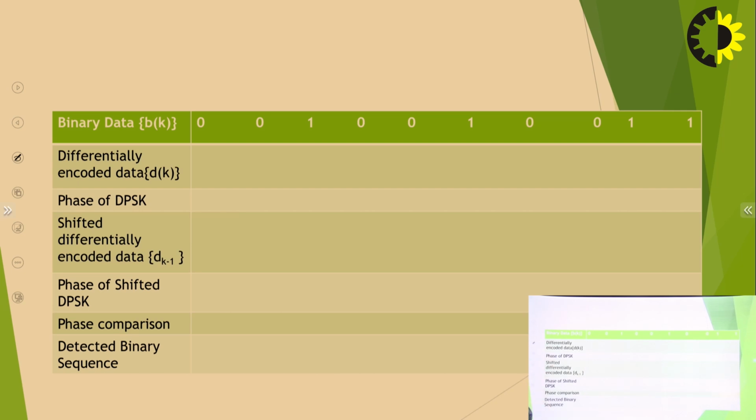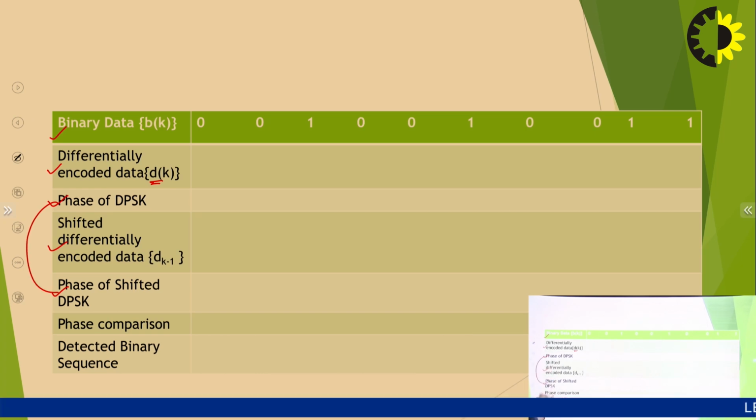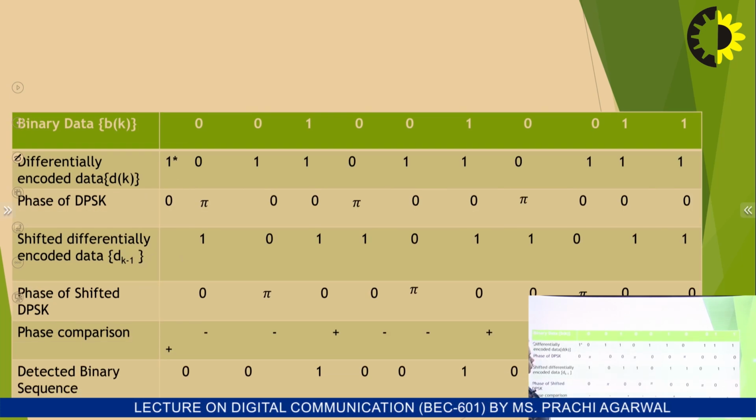So first you will be using binary data, then you are using differentially encoded data, that is d_k, then the phase of DPSK, the phase of this particular d_k, then the differentially shifted encoded data d_k minus 1, that means you are shifting this data by 1 bit. Then the phase of this, after this the phase comparison of these two, and the detected binary sequence. So you just try this particular sequence, and after this you check whether you are getting the same.